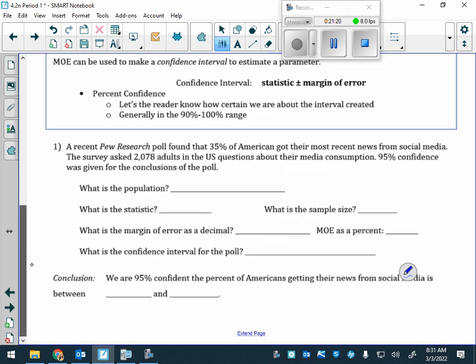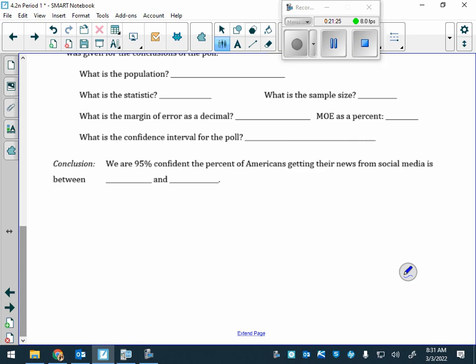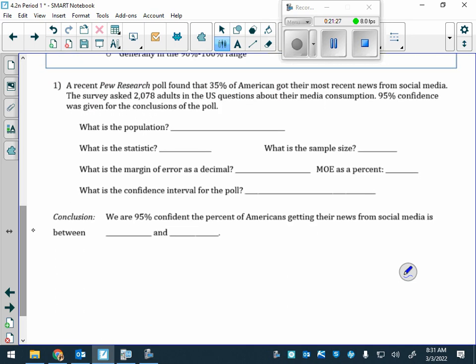Okay, so we have a research poll here. 35% of Americans got their most recent news from social media. Okay, the survey asked 2,078 adults in the U.S. questions about their media consumption. 95% confidence was given for this conclusion of this poll. So, Liam, what is the population?